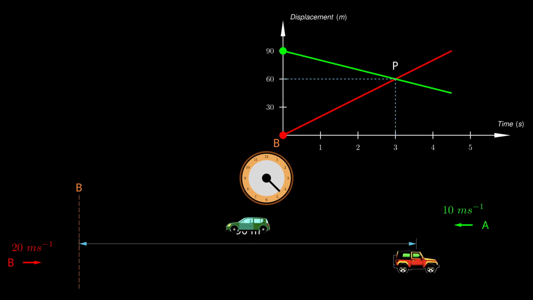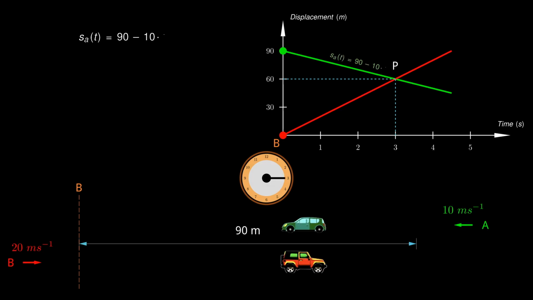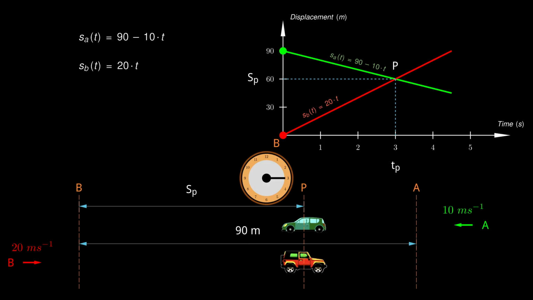Since we already know the gradients of the two displacement time functions, along with their y-axis intercepts, which represent the initial displacements at time 0, we can now derive the respective functions for each vehicle. When the two vehicles meet, their displacements will be equal, at a certain distance from the reference point. To find the exact time at which this occurs, we simply equate the two functions and solve for time.